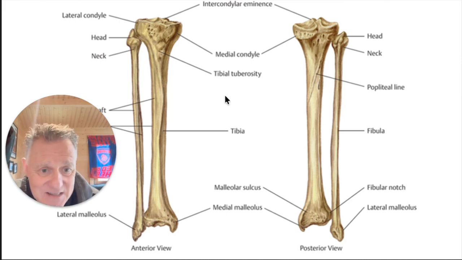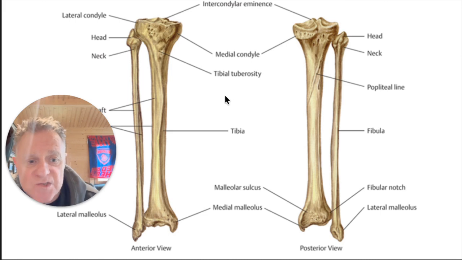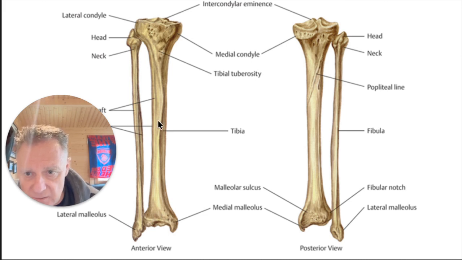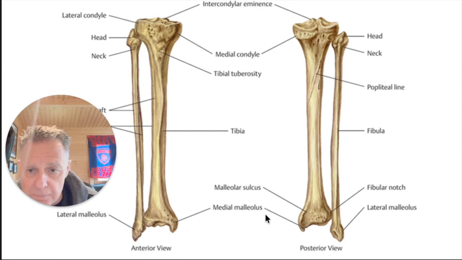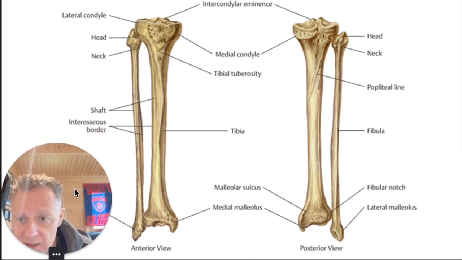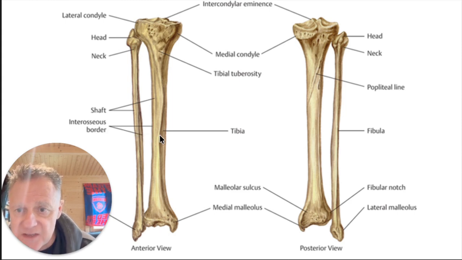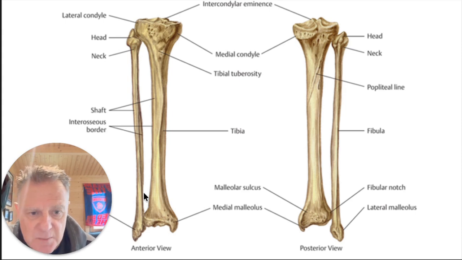The shaft of the tibia down through here is the long central body of the tibia between its proximal and its distal end, so the whole shaft down here and the whole shaft down here. The interosseous border is this area between the fibula and the tibia, right? And it's actually covered by, and we'll look at this in a minute, a membrane, which is referred to as the interosseous membrane.